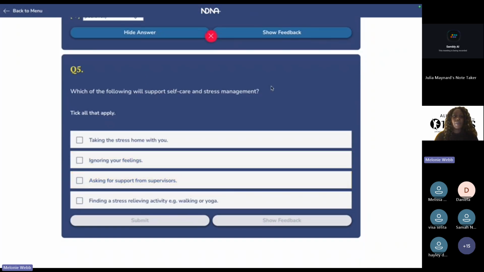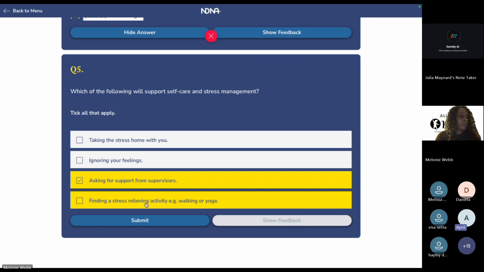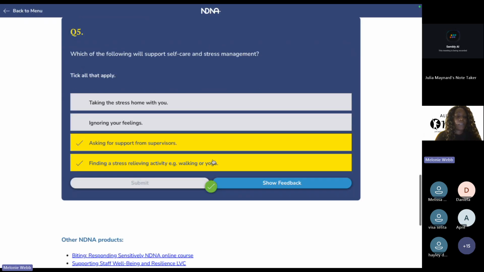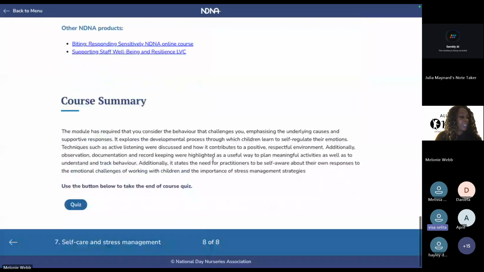Which of the following will support self-care and stress management? Taking stress home with you. No. Ignoring your feelings. No. Asking for support from supervisors. Yes. Finding a stress relieving activity like walking or yoga. Yeah. If you've got time for that. I thought the same thing, but you know, that gains my stress, that does.